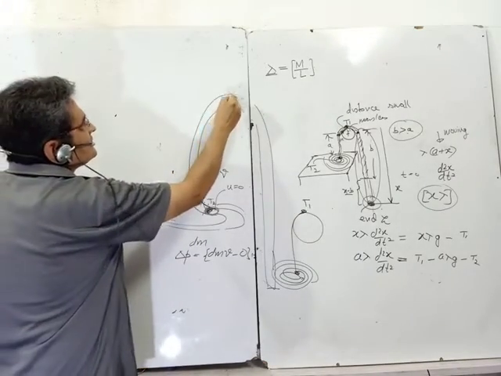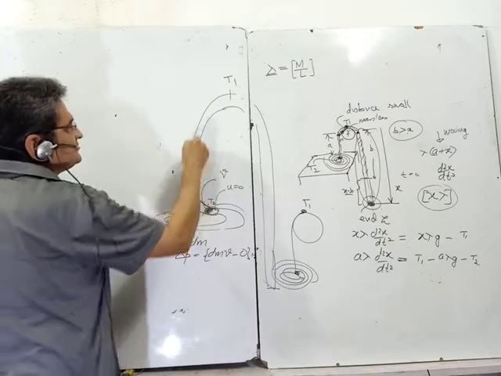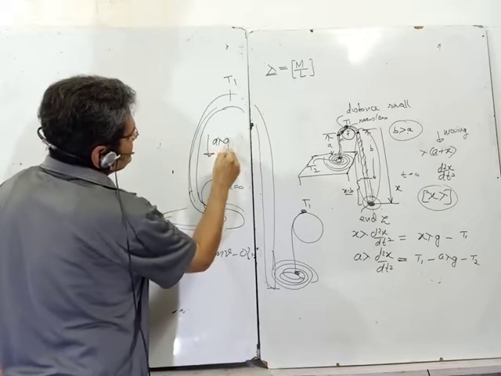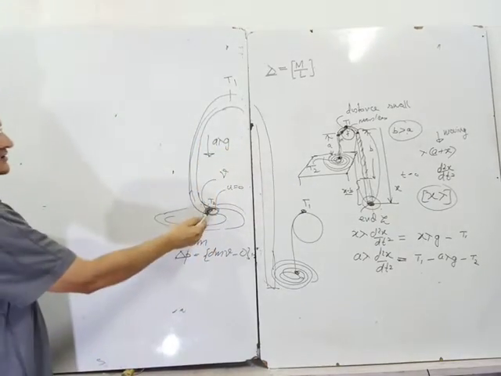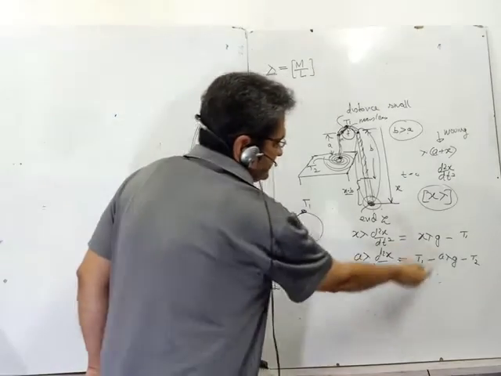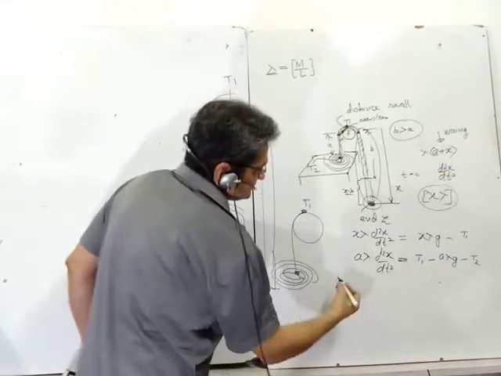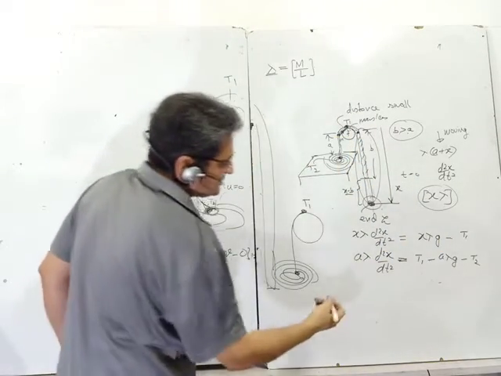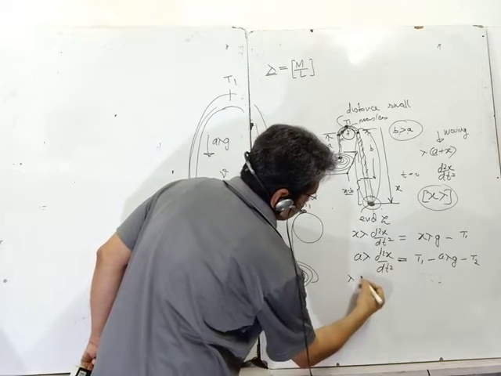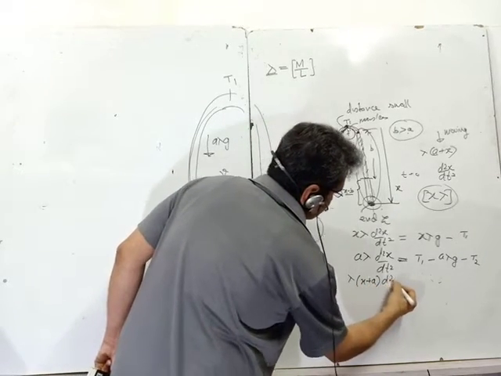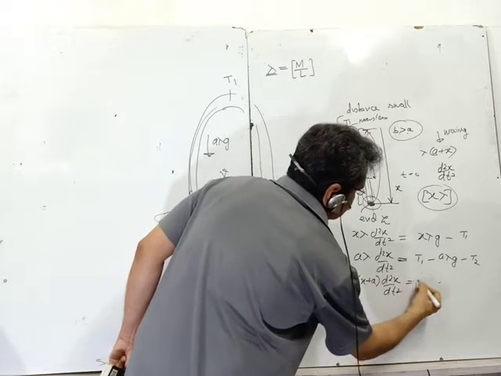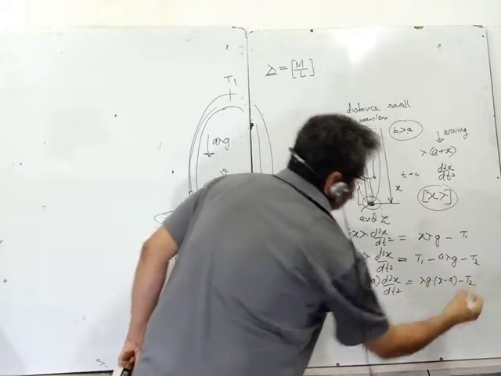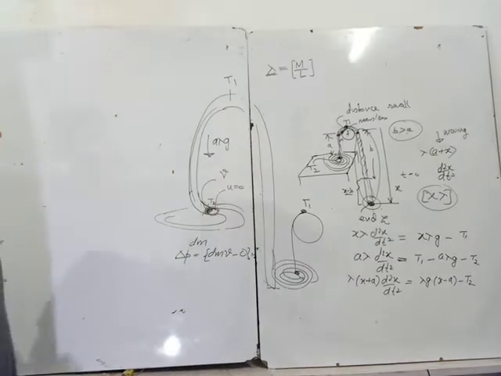Here this chain is being pulled by T1, and the weight downwards, lambda a g, is pulling it downwards, and T2 is also pulling it downwards. So T2 will also come here. I add these equations, and T1 gets cancelled. That is what I was saying. I could have written the entire equation for this moving part without writing T1, but I have done that. So it becomes lambda (x plus a) d square x upon dt square is equal to lambda g (x minus a) minus T2, which is the equation of motion I have got.